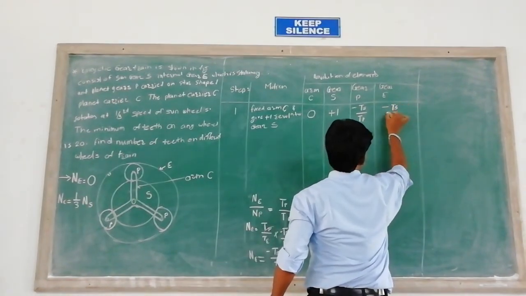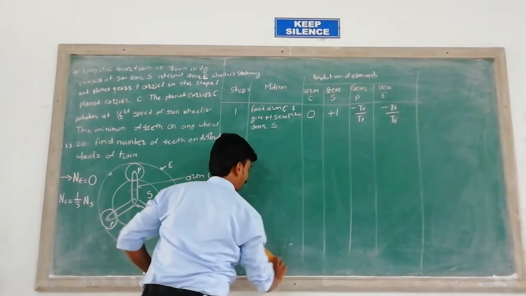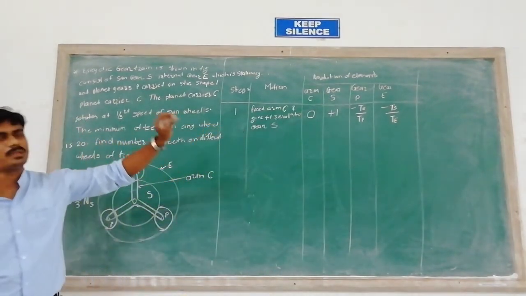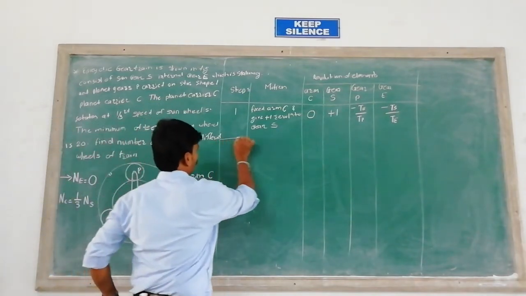Minus TS divided by TE. Okay, this is our first step. This first step is very important while solving this type of numerical.